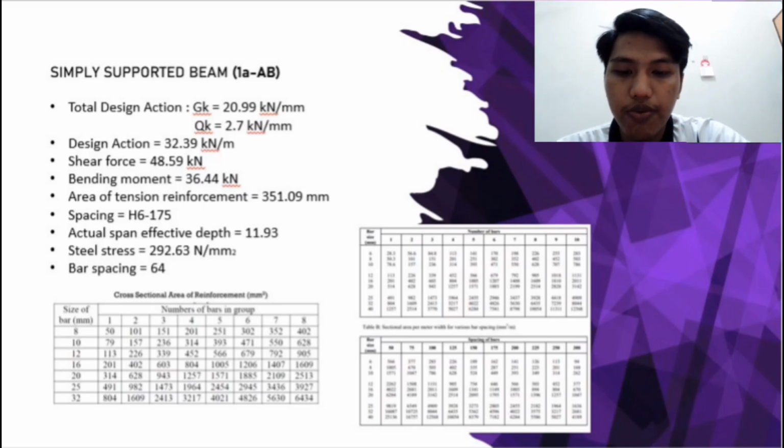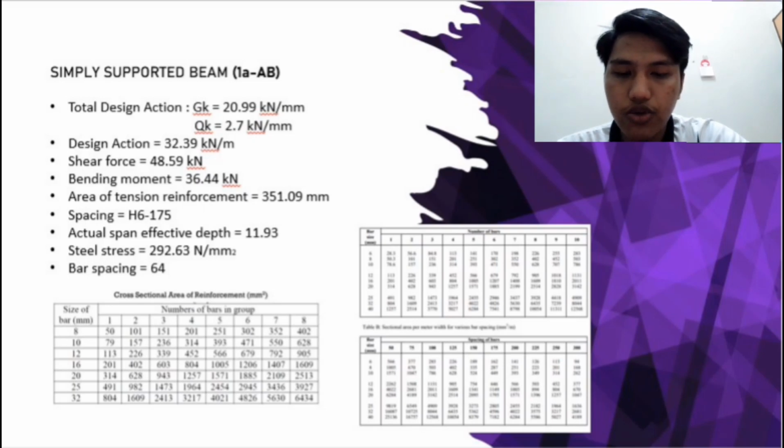Next, the shear force for this beam is 48.59 kN, and the bending moment value is 36.44 kN. Next is the area of tension reinforcement. I get the value 351.9 mm. By referring to the standard, I use grade 3H8 with the AS provided of 151 mm square. Next, for the spacing, I use H6 175.